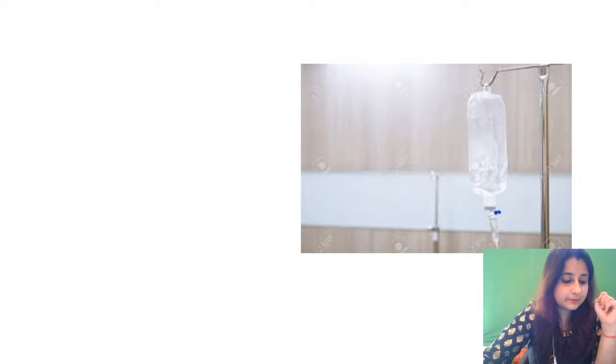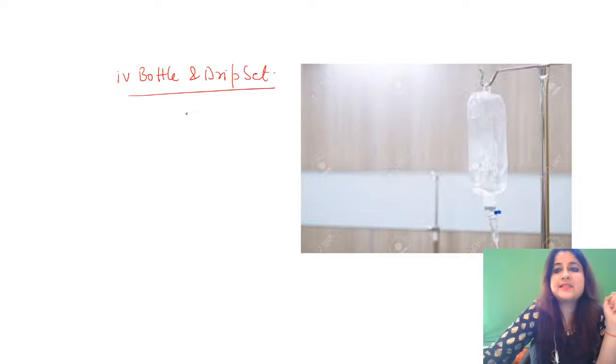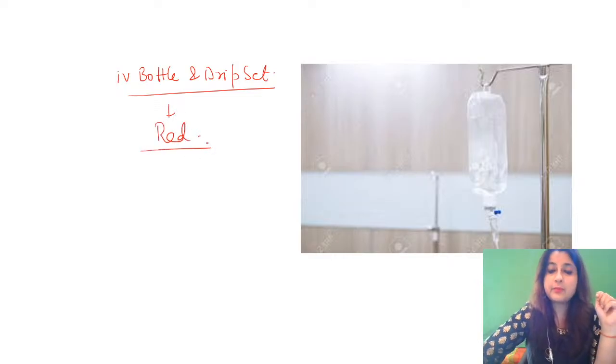What is this image? This is the IV bottle. Okay, this is the IV bottle and drip set. All right, again, IV bottle and drip set, since they are recyclable, they will go into the red color bag. They are made up of plastics.